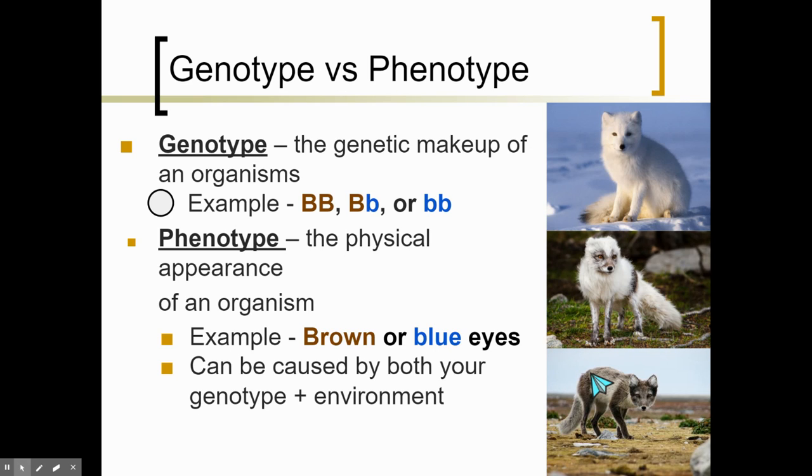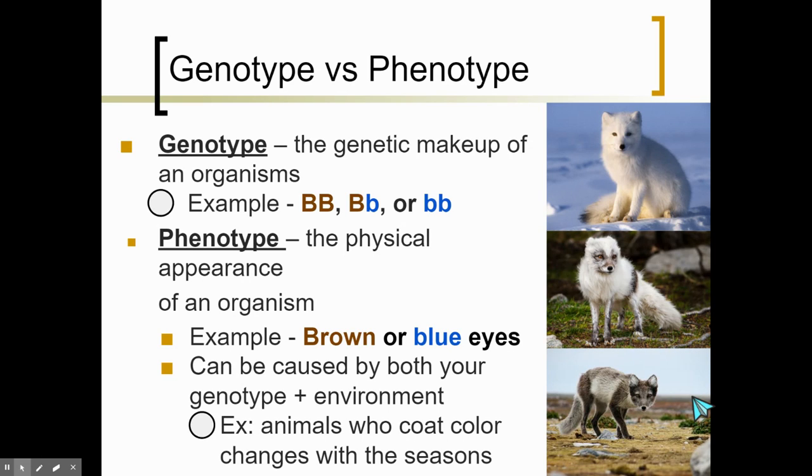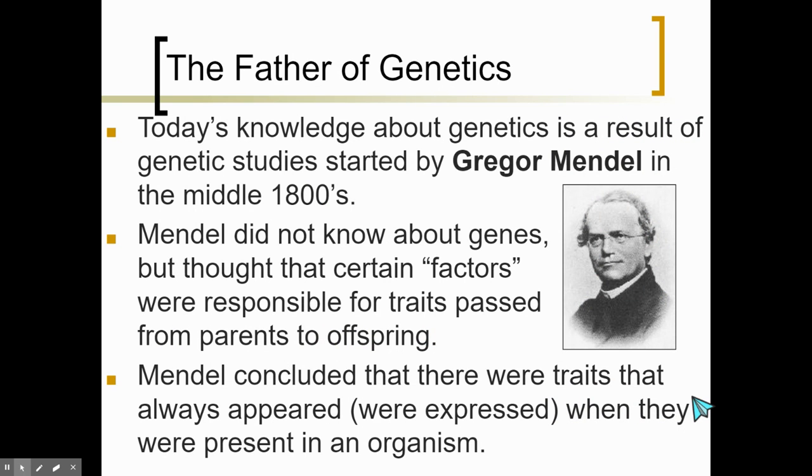But for example, if we look at our little Arctic fox over here, in the winter, it has a white coat, but as we move into the summer, it loses its white coat and it becomes a brownish color instead with a less dense coat. And this is how our environment can also affect our phenotype. So, for example, animals whose coat colors change with the seasons.